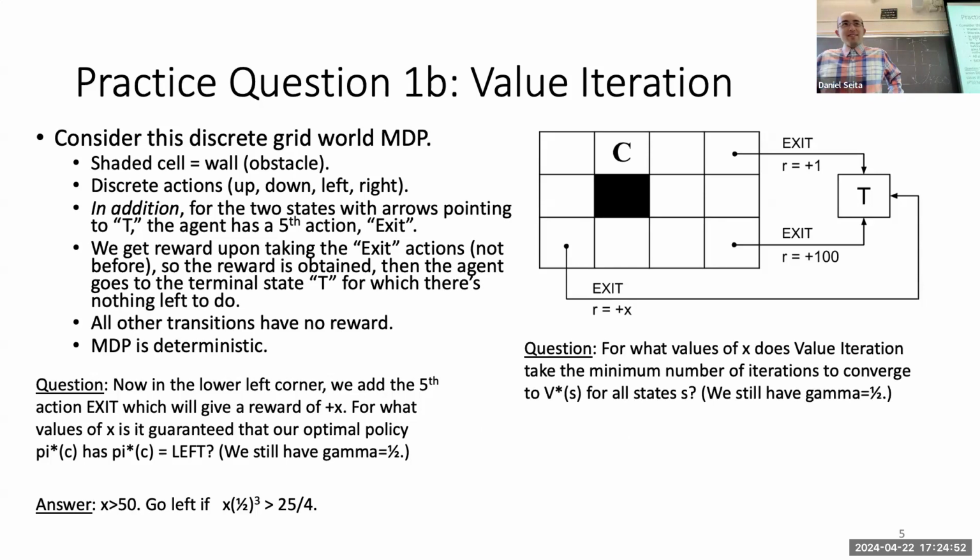For what? Yeah, this might be tricky. For what value of X does value iteration take the minimum number of iterations to converge to the optimal value for all the states? So we assume that gamma is 1/2. Yeah, question?